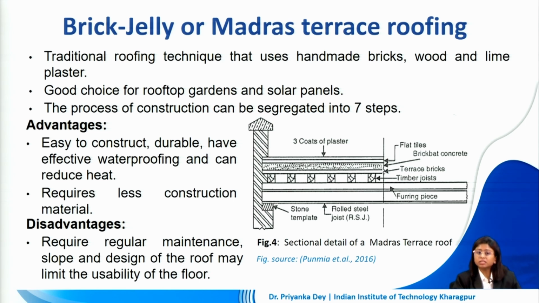The disadvantage is that it requires regular maintenance, and the slope and design of the roof may limit the usability of the floor. So accessibility and the usability of the upper surface might be reduced. If you are going for simple gardening, or installation of solar panels, we can use this type of roof, but if you want major access to the roof for activities, it might not be the best option for us.